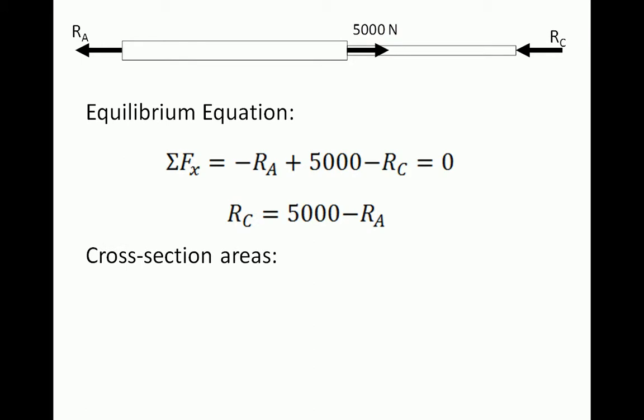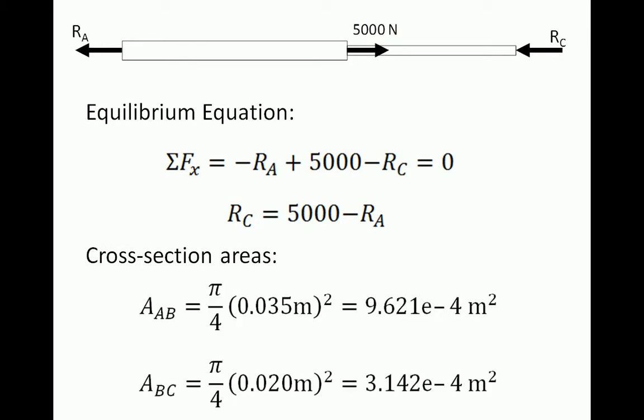We'll go ahead and calculate the cross-sectional areas here for the two segments, and again, the units are all meters, so our areas come out in meters squared. Alright, so now we're ready for a statically indeterminate problem. In addition to equilibrium, we need compatibility. In other words, we need to involve the displacements.